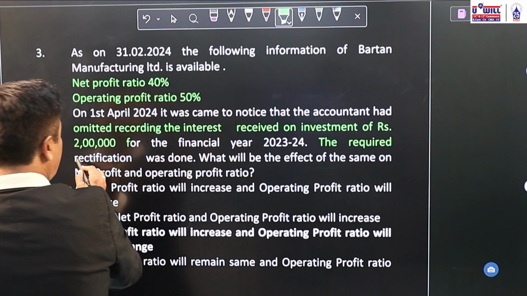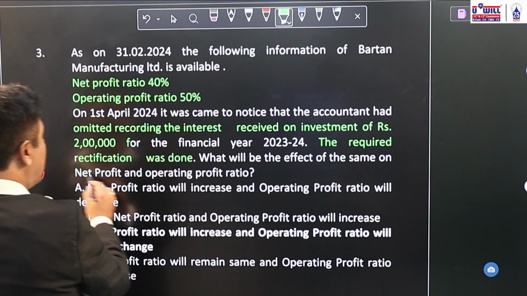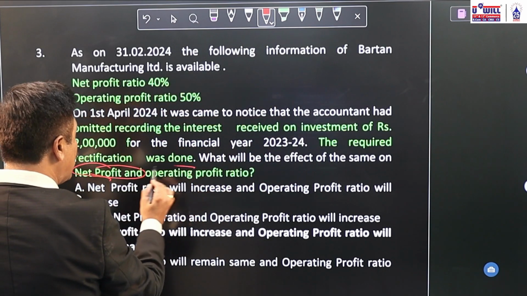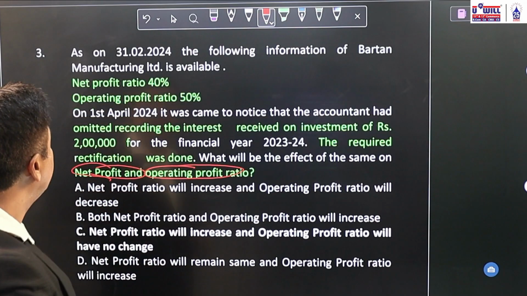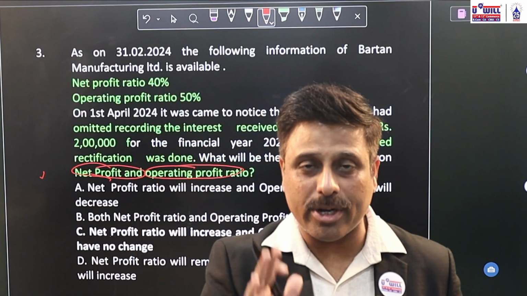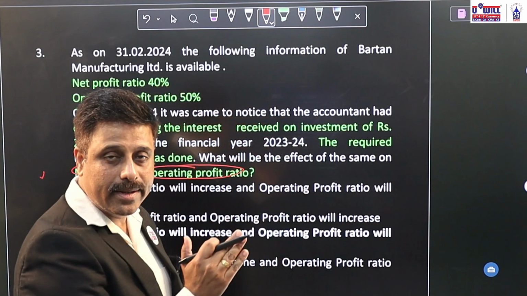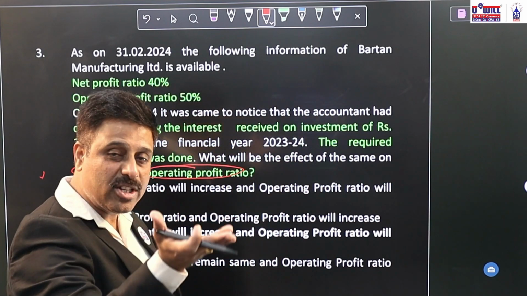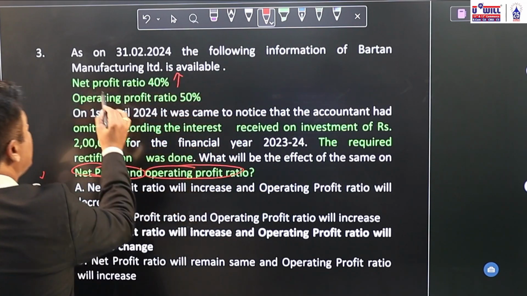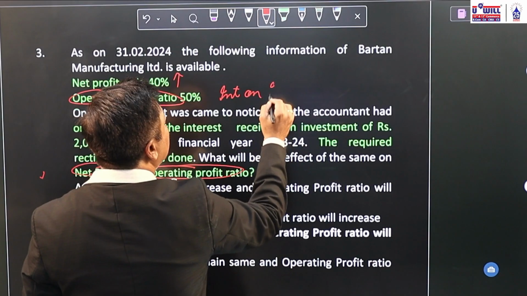Now, if you record the interest on investments, profit is going to increase. What will be the effect of the same on net profit ratio and operating profit ratio? See, interest on investment is included in the net profits. In counting of net profits, we do consider interest on investments. So after you rectify it and interest on investments is recorded, the net profit is going to increase. So net profit ratio will definitely increase. In operating profit ratio, interest on investments is not taken into consideration.